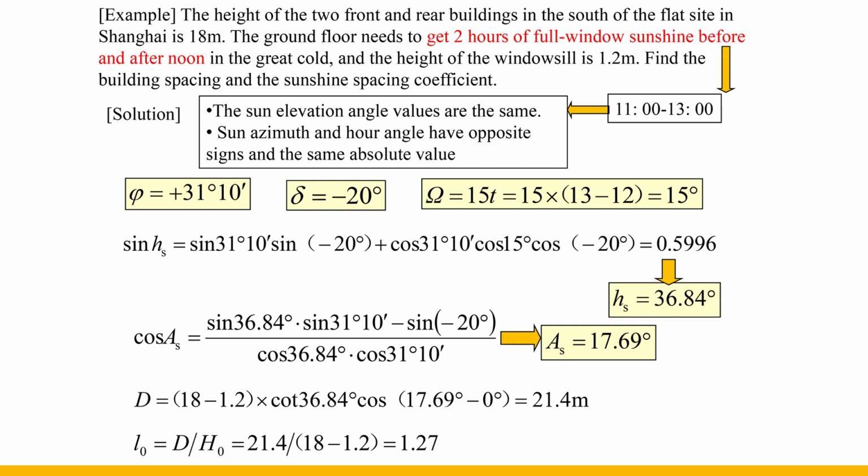The idea of solving this problem is to first calculate the sun's altitude and azimuth, and then calculate the insolation distance and the insolation distance coefficient. Bring the above data into the calculation formula in the previous lecture. The sun altitude angle is equal to 36 degrees 94 minutes, and the sun azimuth angle is equal to 17 degrees 39 minutes. The sun spacing is equal to 21.4 meters. The solar spacing factor is equal to 1.27.